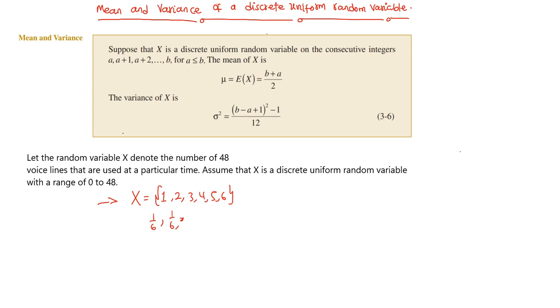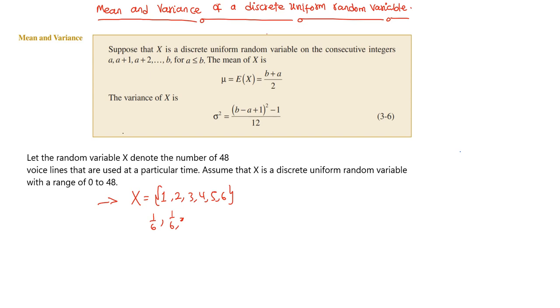Let's look at how to find the variance. Suppose that x is a discrete uniform random variable, which means that all the possible outcomes have equal probabilities. Suppose that x is a discrete uniform random variable on the consecutive integers a plus 1, a plus 2, all the way to b, for a less than or equal to b. The mean of x is given as mu, which is equal to E of x, and that is equal to (b plus a) over 2. The variance of x is given as sigma squared, which is equal to ((b minus a plus 1) squared minus 1) over 12.